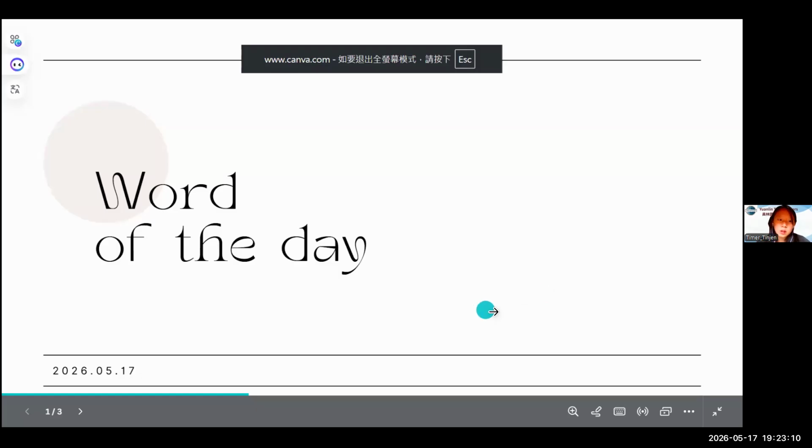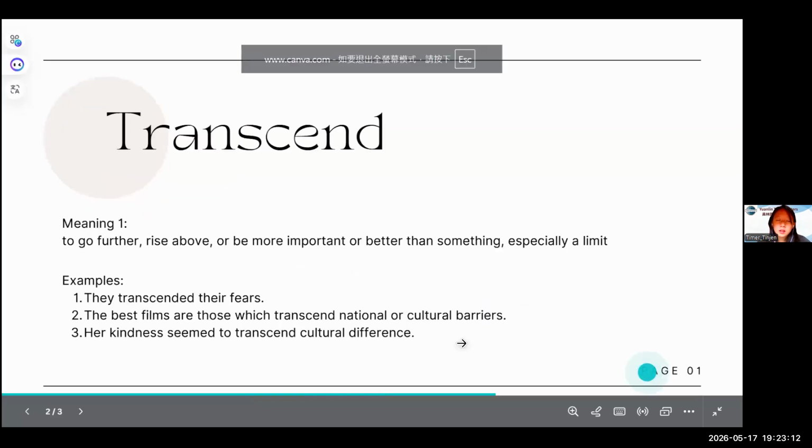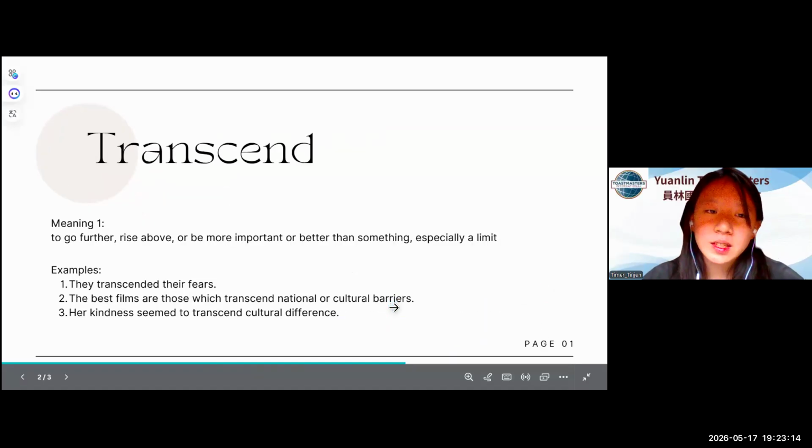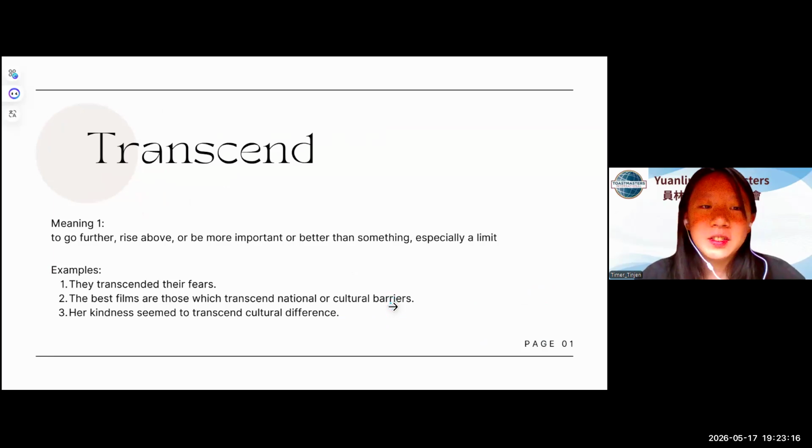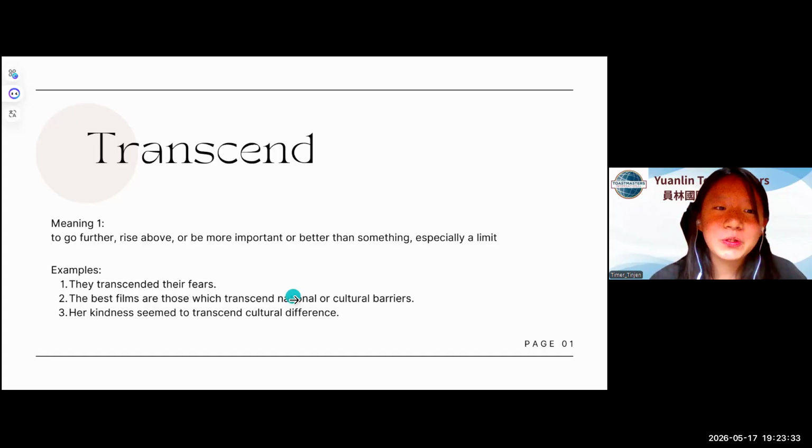Today's word of the day is transcend. Its first meaning is to go further, rise above, or be more important or better than something, especially a limit. Here are some examples. Can I invite someone to read the sentence for me?